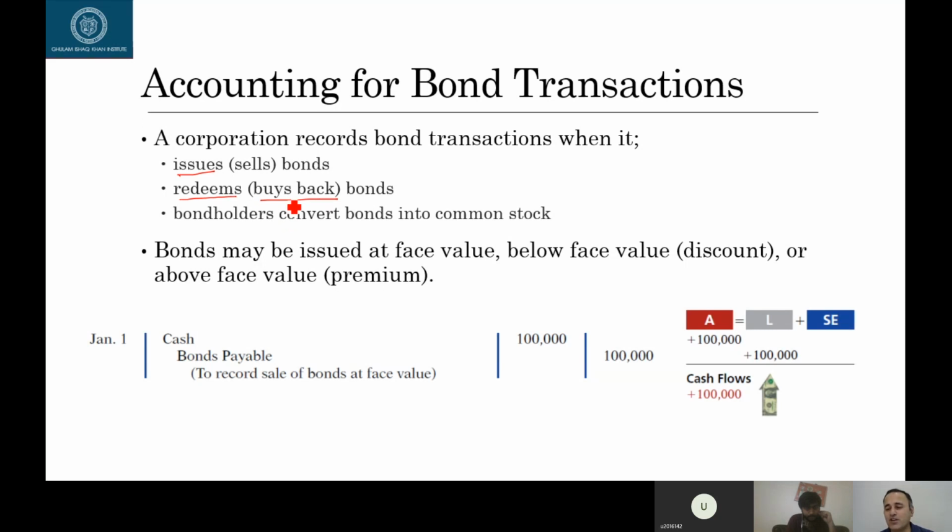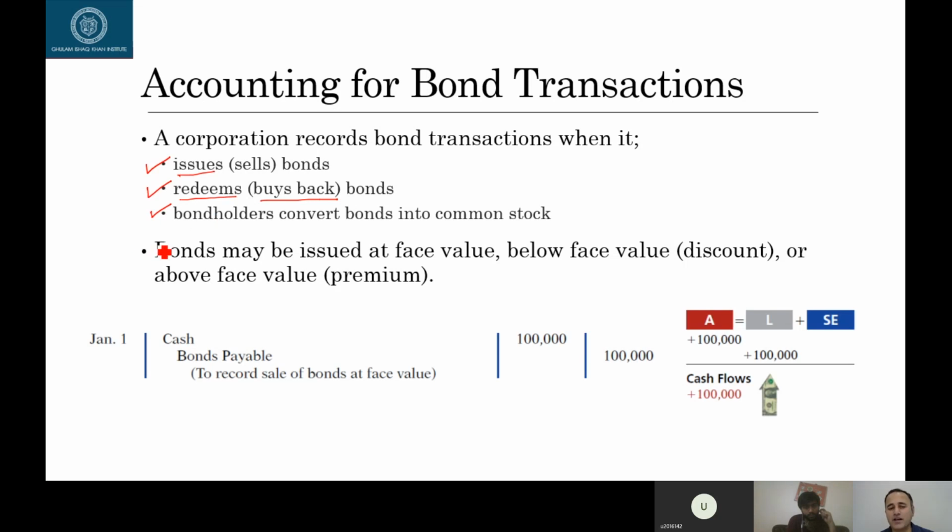So at the time of maturity, or if the bonds are callable and the corporation decides that they would like to call those bonds back, the corporation makes an accounting transaction. Whenever they issue a bond, or redeem it, or if the bondholders convert those bonds into common stock, you have to make an accounting entry.